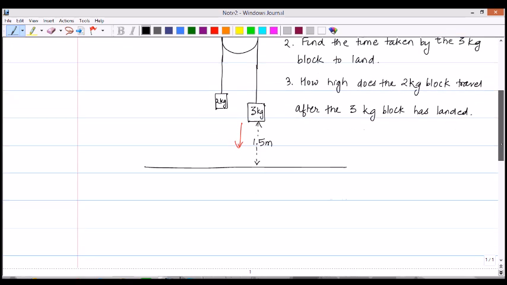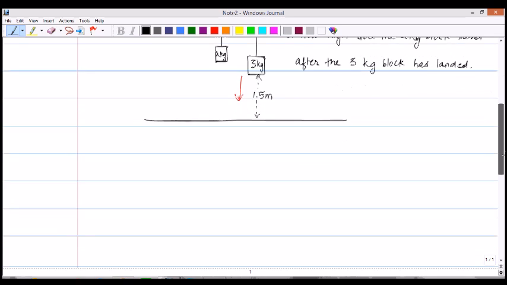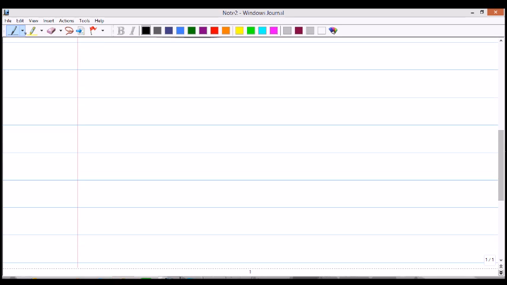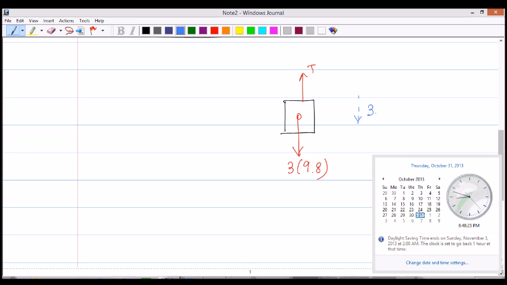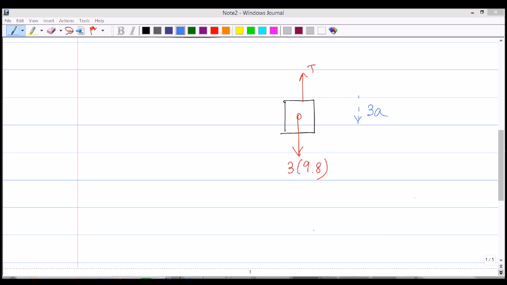Alright, so let's begin by drawing the free body diagram for the 3 kg block. The forces that are acting on it are the force due to gravity, which is 3 times 9.8, and the tension that pulls it up. A result of these two things is that the 3 kg block will accelerate down at this rate. It'll have a resultant force of 3 times a, which is ma from Newton's F equals ma.